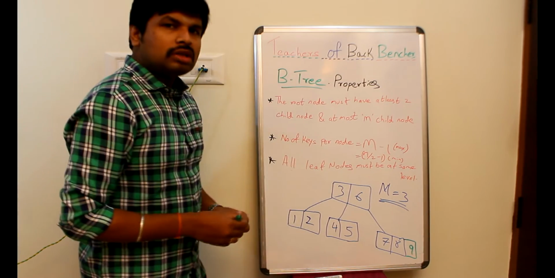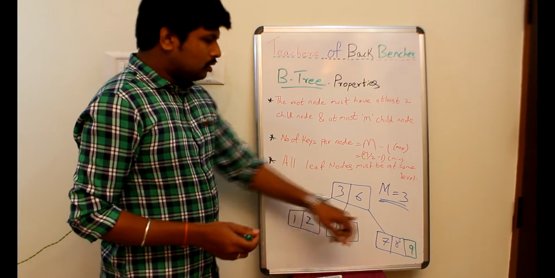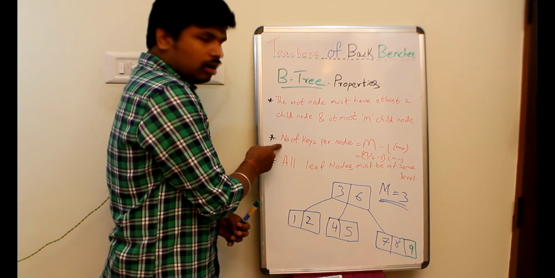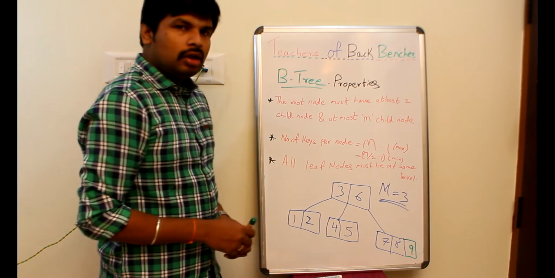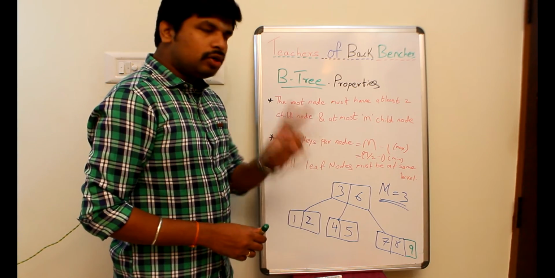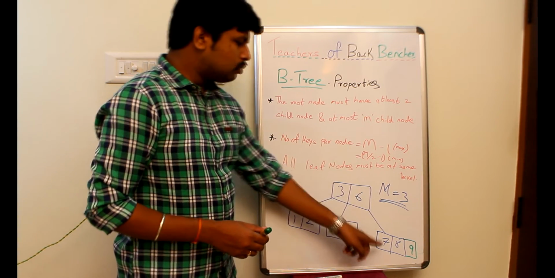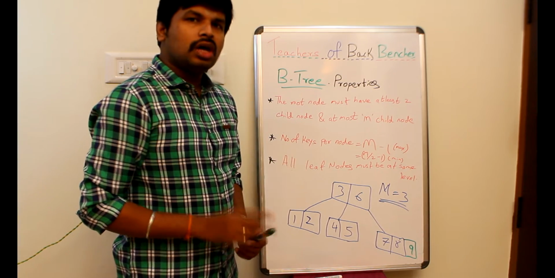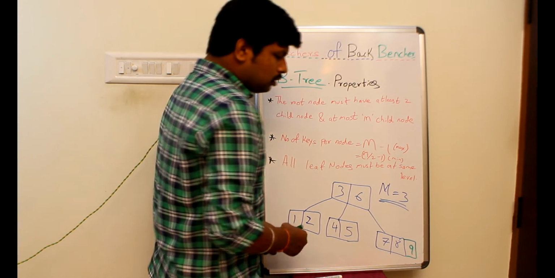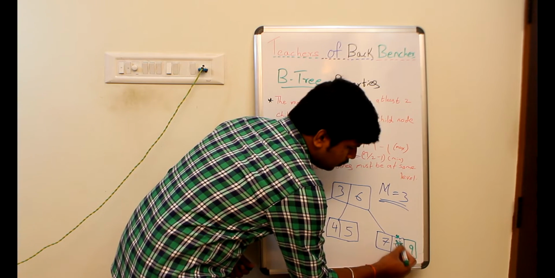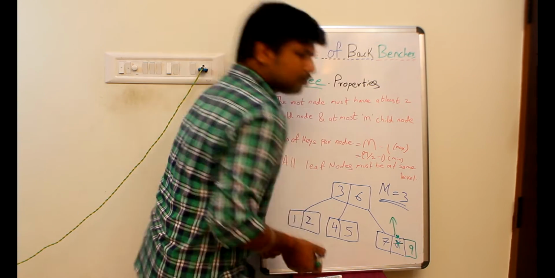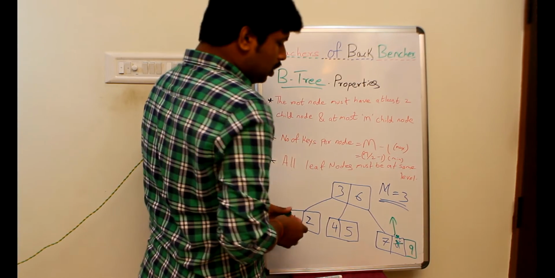But this is not satisfying the B tree property. In the B tree property, the number of keys per node maximum is m minus 1 only. So per node, only 2 values are allowed. In this one, we are having 3 values, which is wrong. So we have to move the middle one to the upper level.